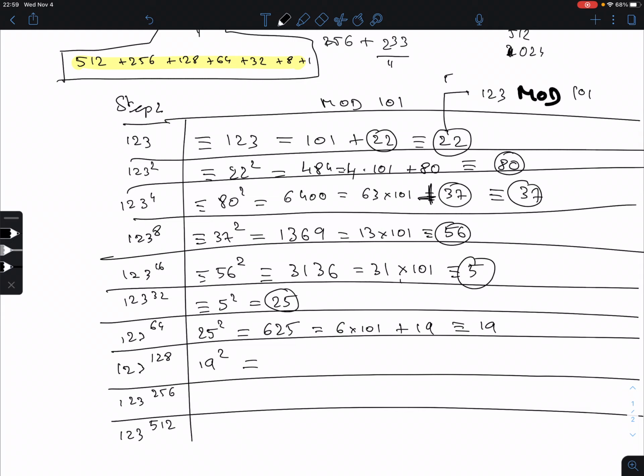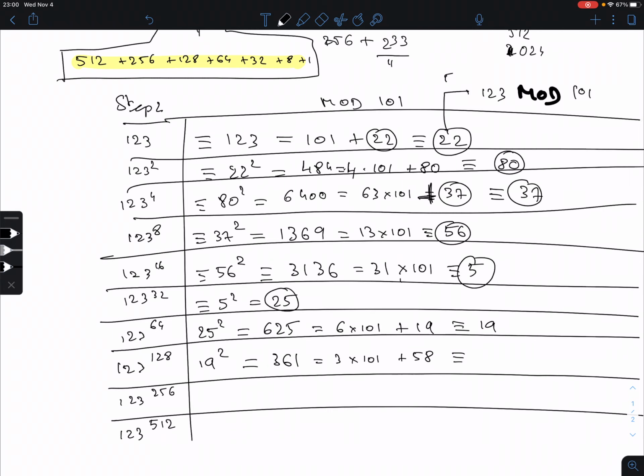19 squared, that's 361. That is 3 times 101, and that's 303. And so what I'm missing is 58. 303 plus 58, so that's equivalent to 58, correct. And then 58 squared. We keep going, 58 squared. That's 3364.